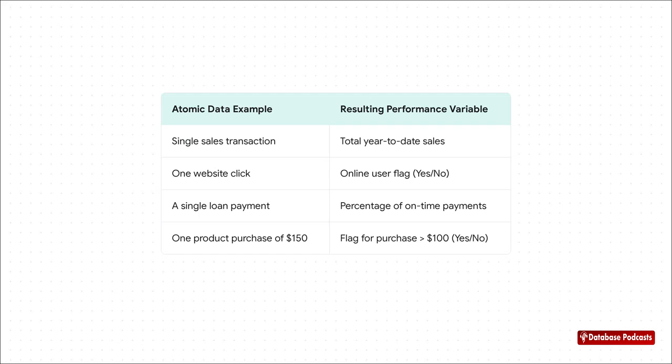But here's where the magic happens. You take that atomic data and you summarize it. You aggregate it into a much more powerful performance variable. You're basically moving up from the transaction level to the customer level. A single transaction becomes total year-to-date sales. A single website click becomes an online user flag. You're creating a new feature that tells a whole story about behavior over time.